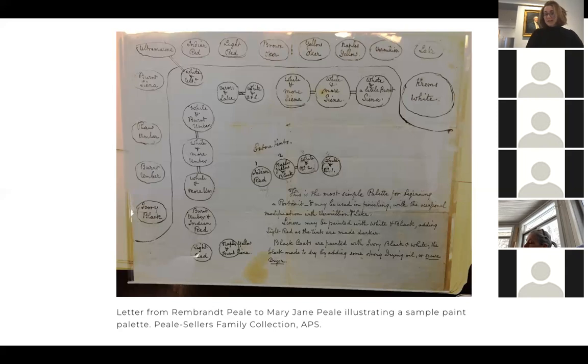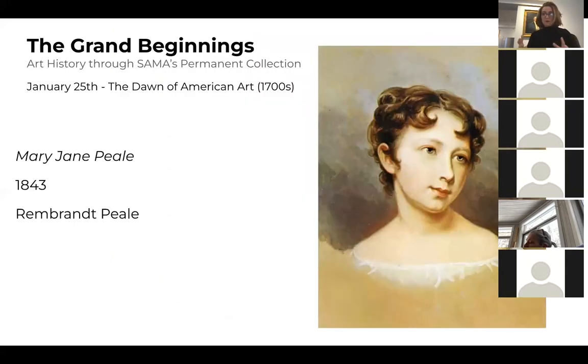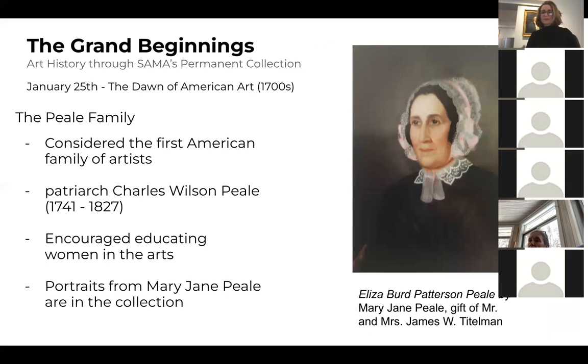So they had 10 children, and we're going to be focusing mostly on Mary Jane Peale, who was a descendant of this family. This painting was done in 1843, and it's by her uncle, Rembrandt Peale. So the Peale family is considered the first American family of artists. Again, the patriarch, Charles Willson Peale, and they did encourage educating women in the arts. They had no issue with Mary Jane Peale going and painting, and thought that it was a noble pursuit.